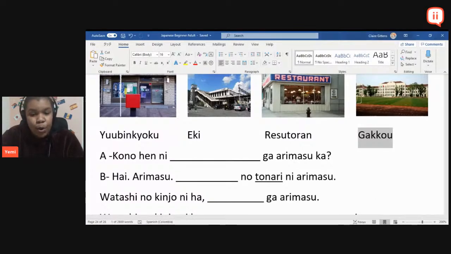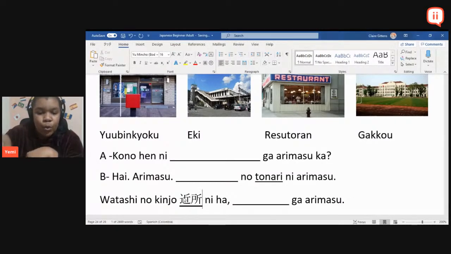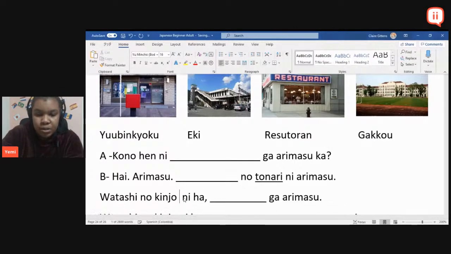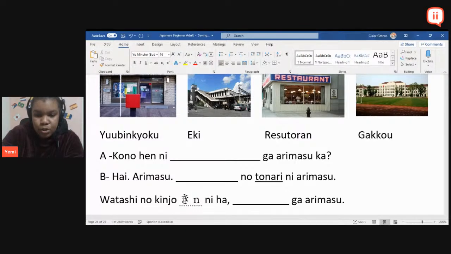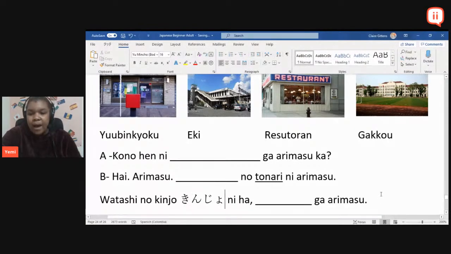Kinjo is a short O. So it's not OU. It's a short O, kinjo. Okay. So no U, just kinjo. If you want to write it in Japanese, it is just kinjo. Okay, just that. Watashi no kinjo ni wa nani ga arimasu ka, minna? Nani ga arimasu ka? Sylvia says she has a school. Sylvia no kinjo ni wa gakkou ga arimasu. Gakkou ga arimasu ne.